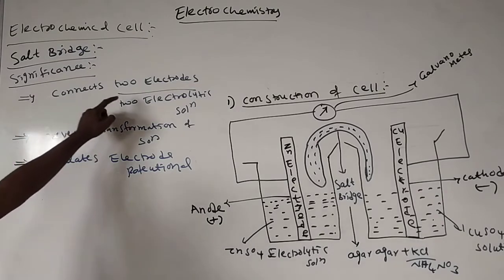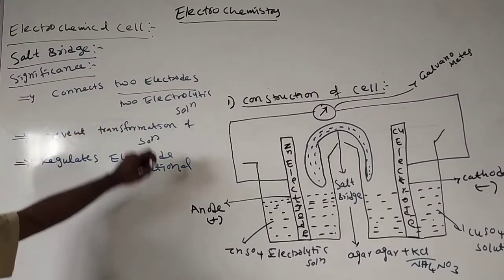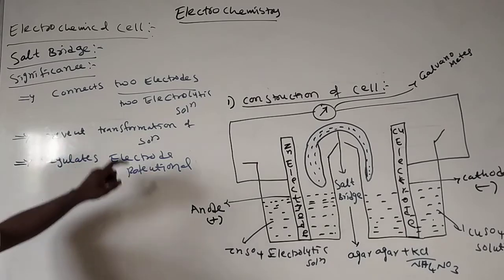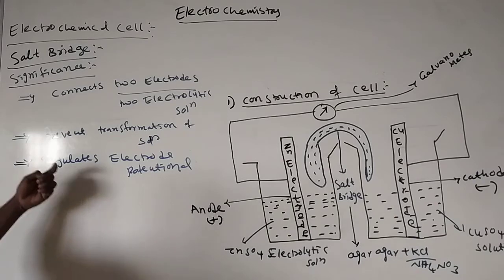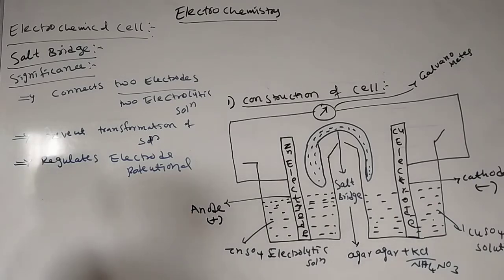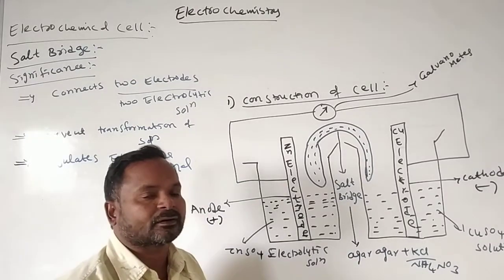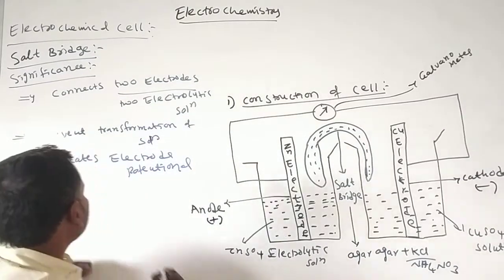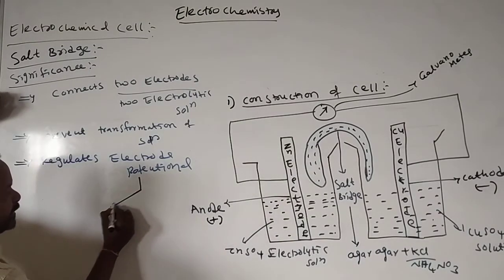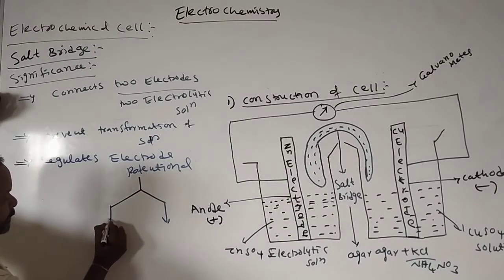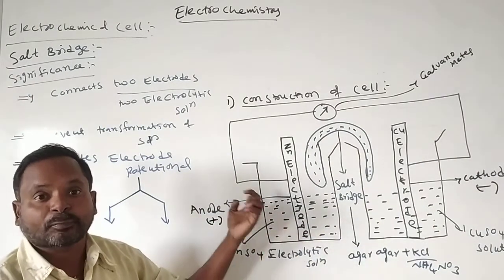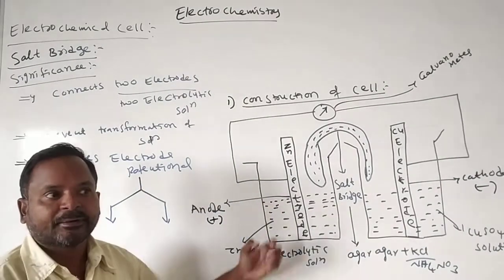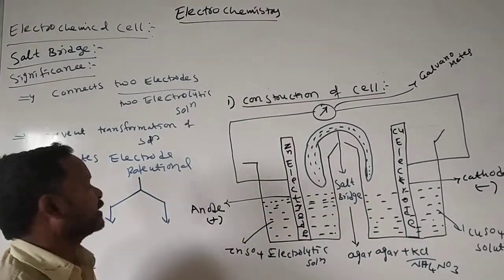These are the important 3 significances. One, it connects the 2 electrodes. Second, it prevents the transfer of solution from anode to cathode or cathode to anode. Third, it regulates the electrode potential, that means it does not let the electrode potential exceed. What is the meaning of electrode potential? The potential which is exerted or produced at the anode or cathode we call electrode potential.